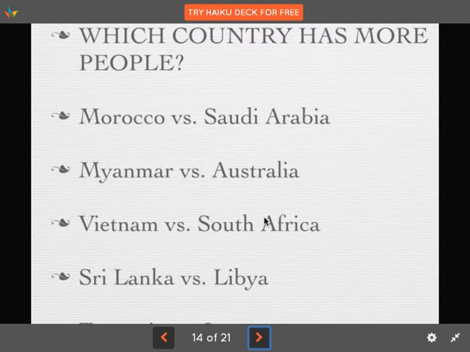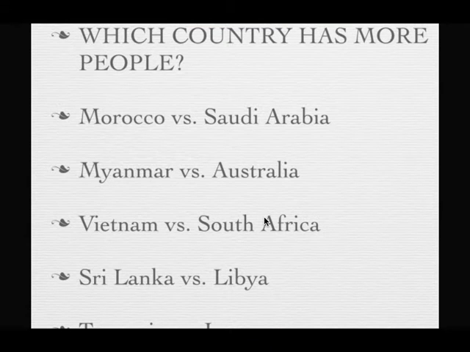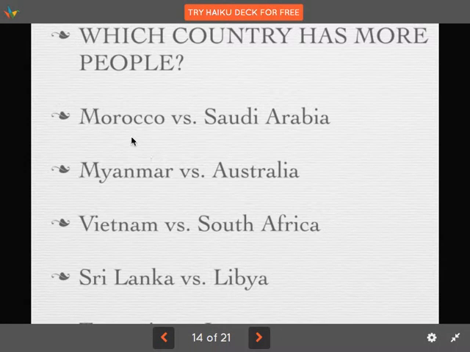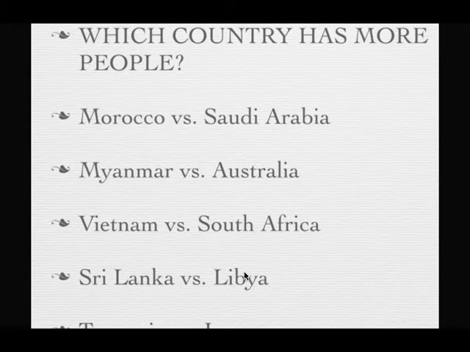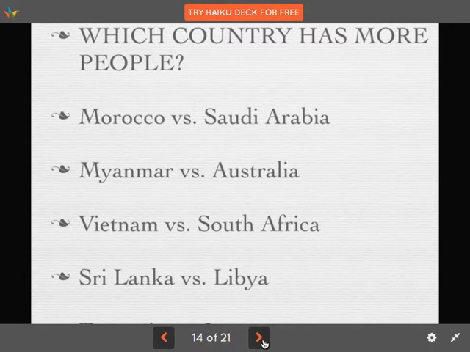And then the third example I'd write for availability heuristic under my definition is we tend to think that some countries have more people because they come into our mind first. So out of these choices, which has more people? Morocco or Saudi Arabia, Myanmar or Australia, Vietnam, South Africa, Sri Lanka or Libya? Write down your answers. Maybe even pause the video because I'm going to show the answers in a second so that you can write down your answers.